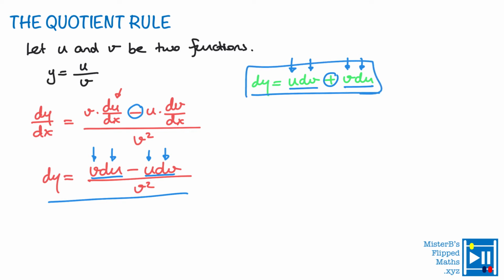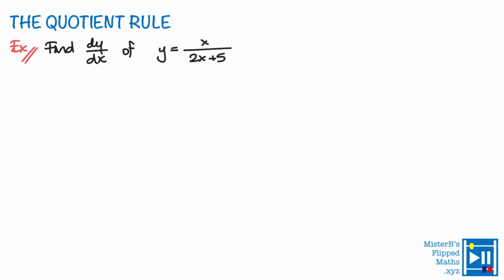Now I'm going to solve an example with the quotient rule, and then I'm going to solve the same example by using the product rule. Find the derivative of y equals x over 2x plus 5. Obviously, u is x, so you can write du to be 1, that's the derivative. And v is 2x plus 5, so dv is 2.